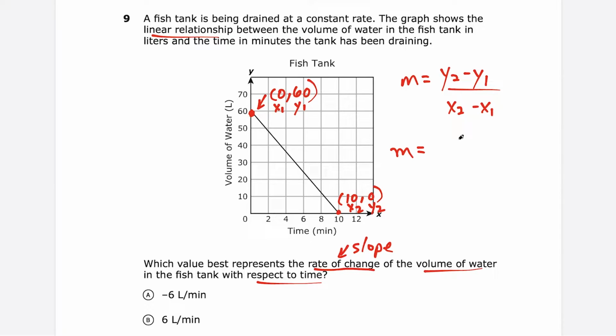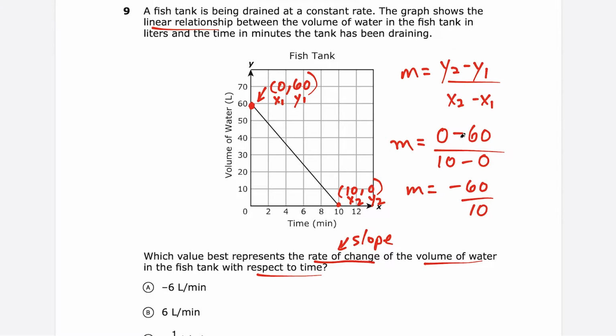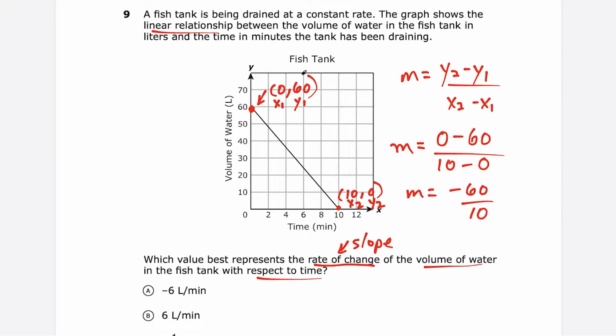So now we're going to have m equals, and we're doing 0 minus 60. Okay, I'm doing y2 minus y1, and then I'm dividing by x2, which is 10, minus x1, which is 0. And now the slope, I'm just going to simplify here. We're going to have negative 60 over 10, and that simplifies to negative 6. Now, one thing, all of the units and all of the answers are the same. But how do we know the units here are liters per minute?